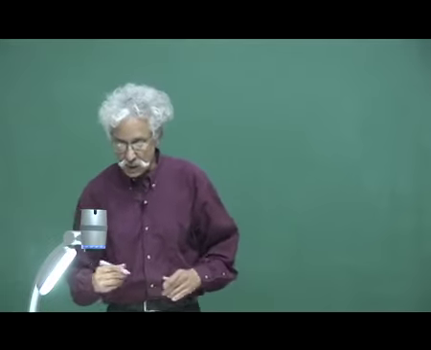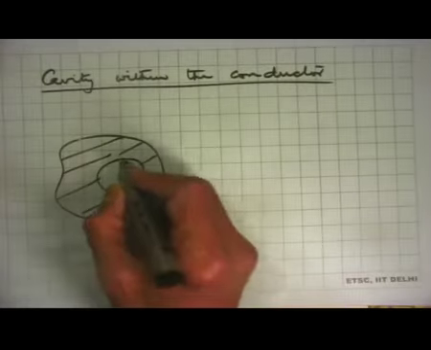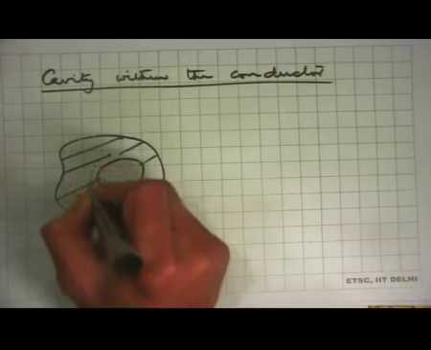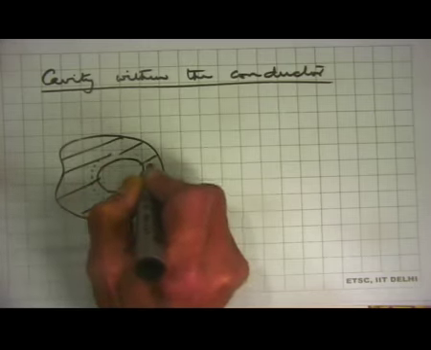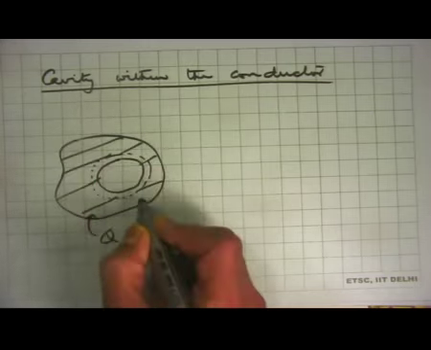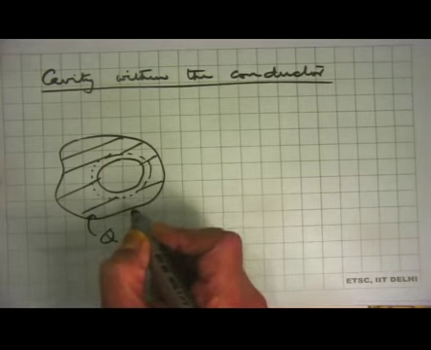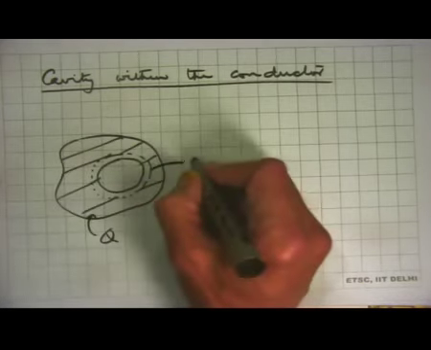The first thing is that, as we have done before, I take a Gaussian surface which lies completely within the conductor and encloses this cavity. So, this is the Gaussian surface.